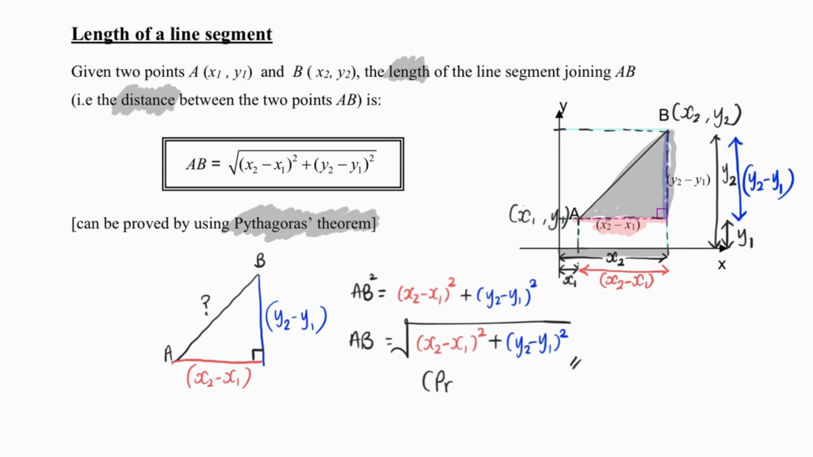Alright, so I've successfully proven this formula. Just to illustrate, this is my red color line, this is my blue color line, and this is my black color line. In the next few examples I will share with you how we can use this formula to solve problems.